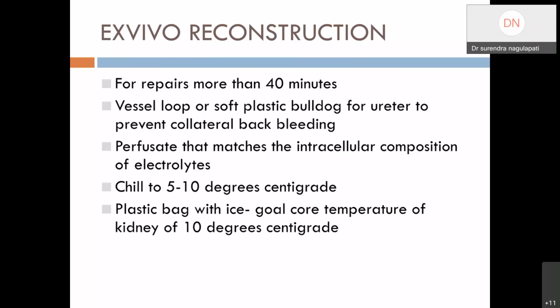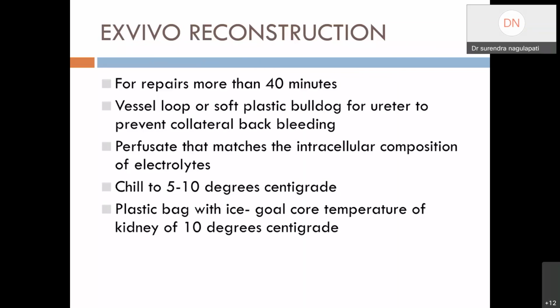Coming to the ex vivo reconstruction, ex vivo reconstruction is used for repairs taking more than 40 minutes. Here a vessel loop or a soft plastic bulldog is used for the ureter to prevent collateral back bleeding, with a perfusate that matches the intracellular composition of electrolytes. The usual perfusate is 500 ml of Ringer lactate at 4 degrees Celsius, along with heparin 1000 units plus 10 to 12 mg of mannitol plus dexamethasone 6 mg plus 30 mg of papaverine plus 25 mg of sodium bicarbonate.